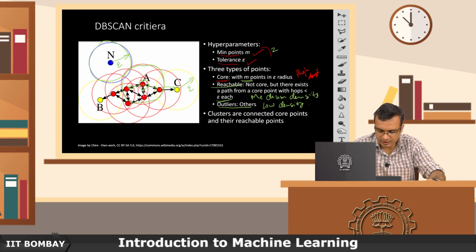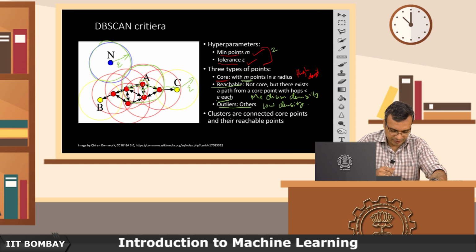Okay. So these are our hyperparameters. The number of clusters is not our hyperparameter. Now what happens if I increase m? If I increase m, I will make the criteria for a core point more stringent and I will have fewer core points. What happens if I increase epsilon? I make the criteria for reachability looser, and I will probably have merging of clusters if I increase epsilon. Okay.